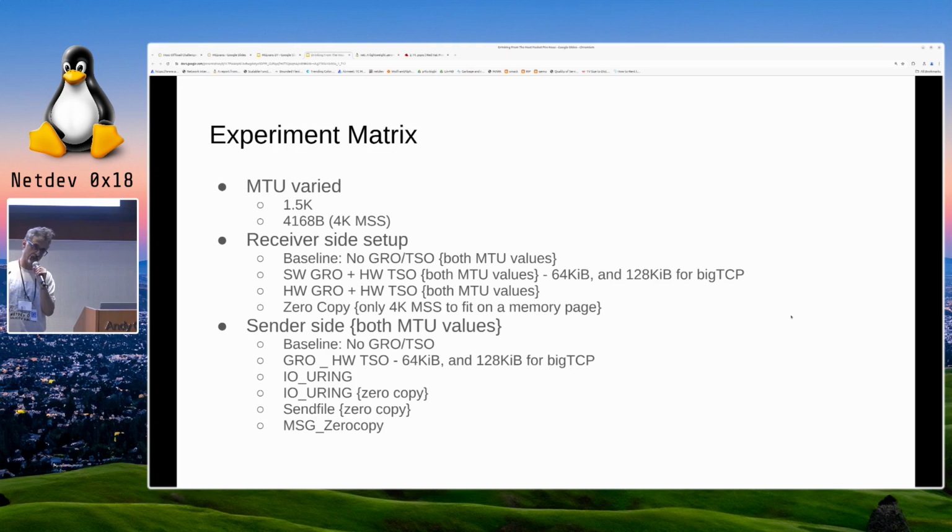The intention, I believe, is to save on syscalls. The syscalls are cheaper because of the way IO uring handles the batching, etc. Then we tried sendfile and message zero copy. So this is a matrix: you vary different things on the sender and on the receiver, and then you collect the results.